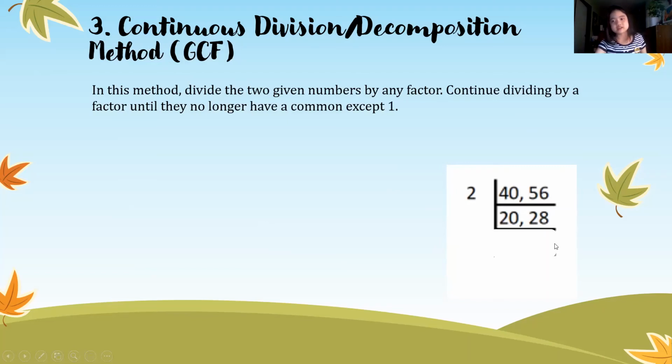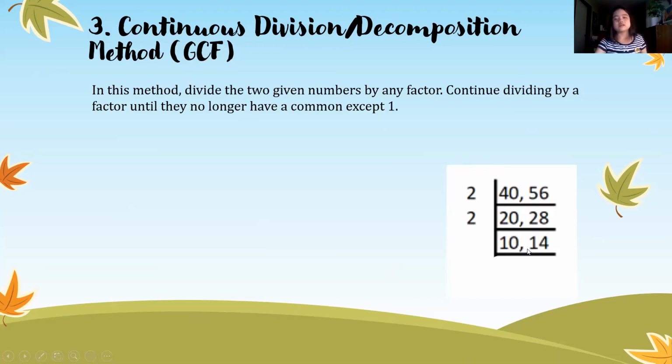So, what do you think? Is there anything that makes sense? Exactly. Number 2 again. Now let's divide. 20 divided by 2 is equal to 10. And 28 divided by 2 is equal to 14.